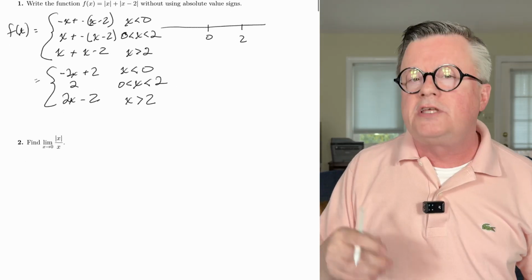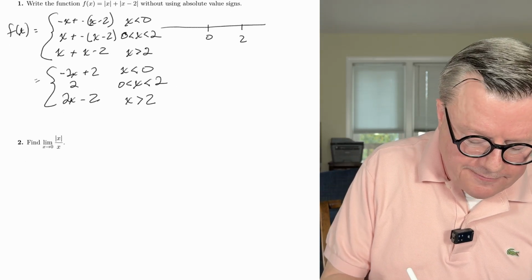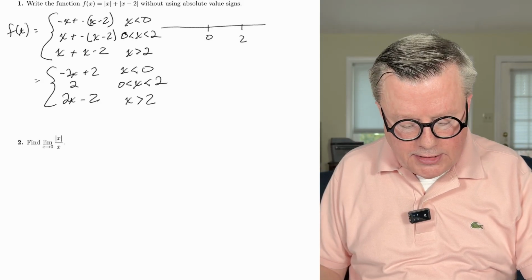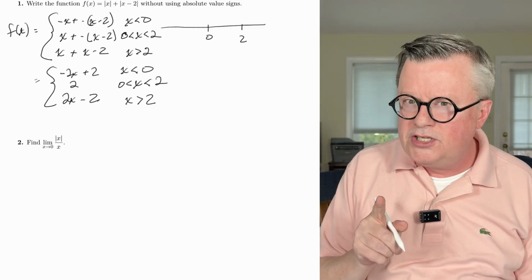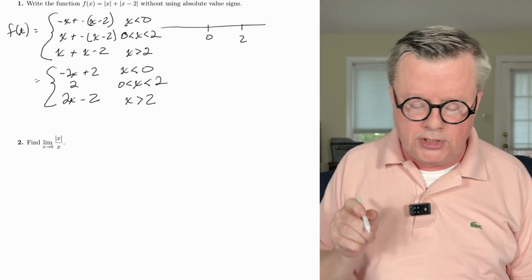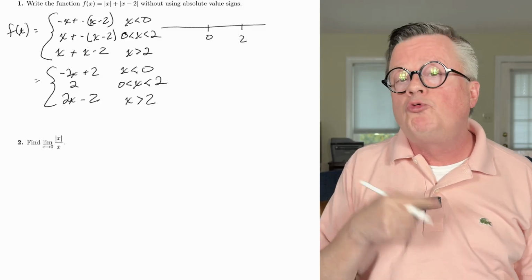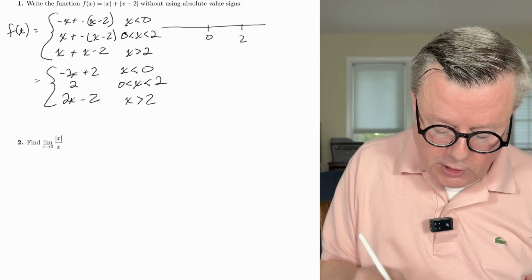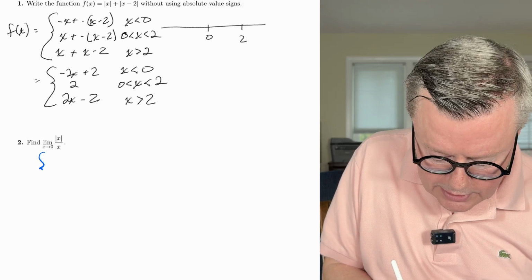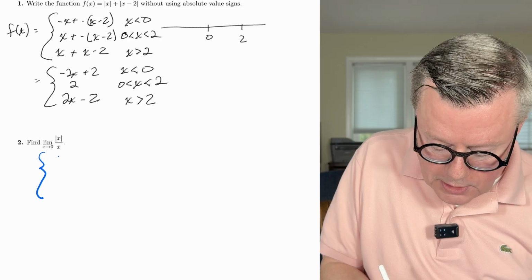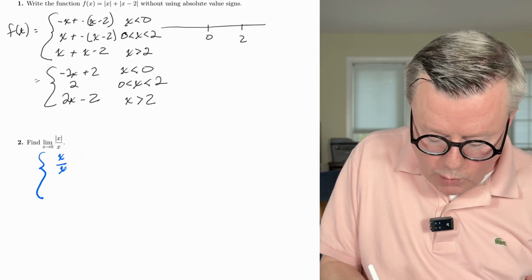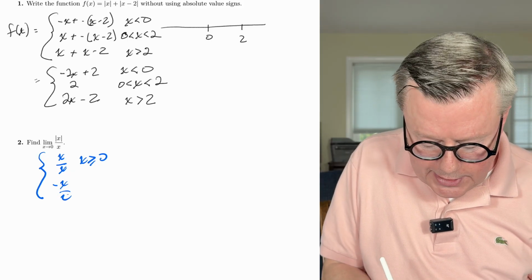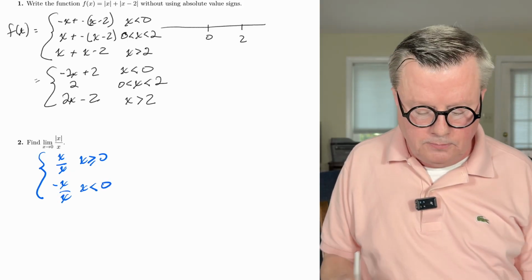All right, now we're going to move into the calculus part of this. We are going to find the limit of the absolute value of x over x. All right, so remember the secret. This is going to show up so many times. The absolute value of x can be rewritten as a piecewise function. So I'm going to rewrite the absolute value of x over x as a piecewise function. I'm going to write it as plain old x over x when x is bigger than or equal to 0, and I'm going to write it as negative x over x when x is less than 0.